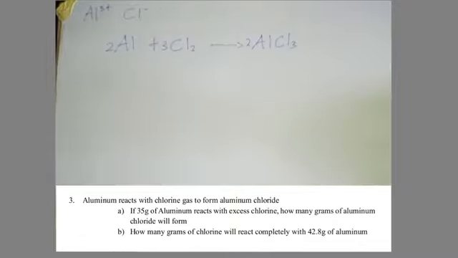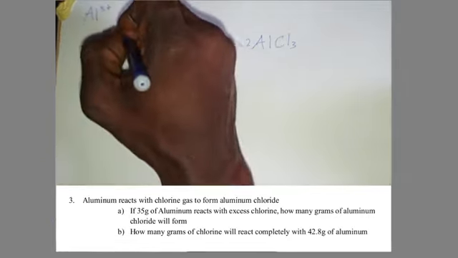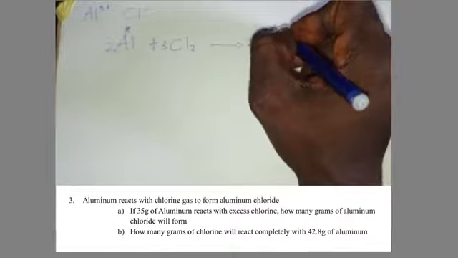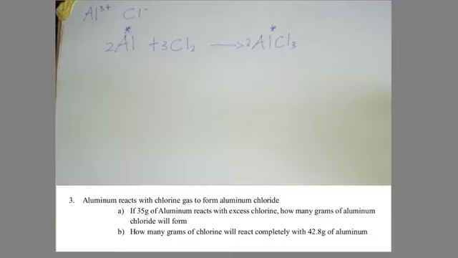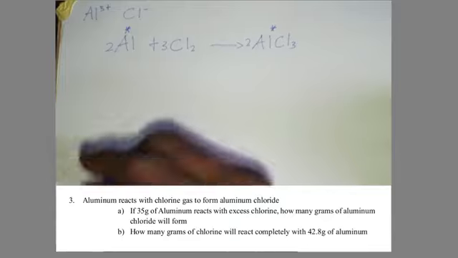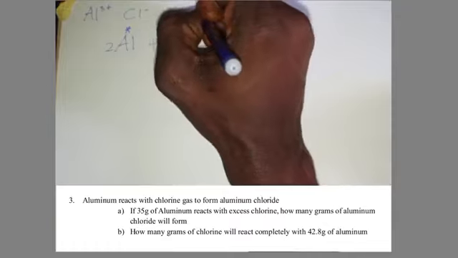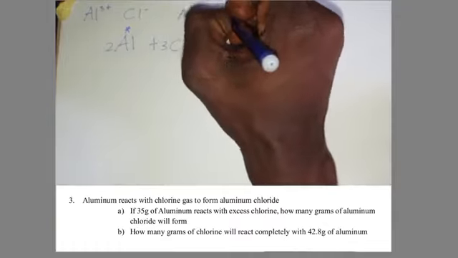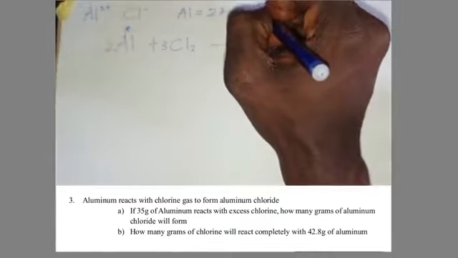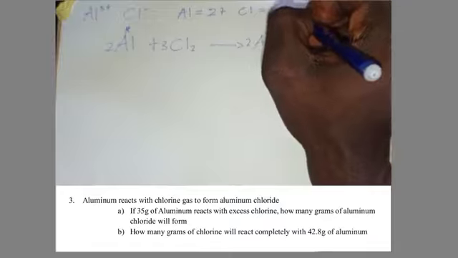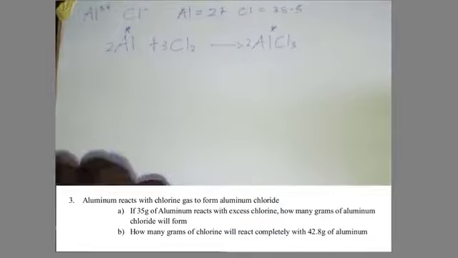Now moving forward to solving the A part of the question that says, if 35 grams of aluminum react with excess chlorine, how many grams of aluminum chloride will form? From this question here, we can see that the stoichiometry connects aluminum with aluminum chloride. We're going to use a mass interpretation for this problem. Don't forget that aluminum, Al, is equal to 27, while chlorine, Cl, is equal to 35.5. These values are what we must know before solving this problem.